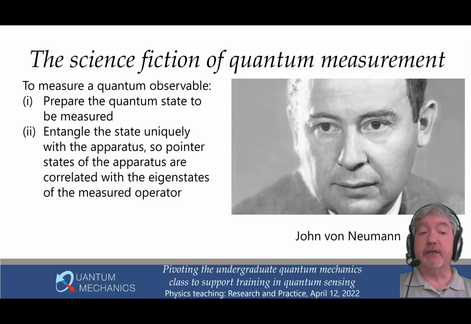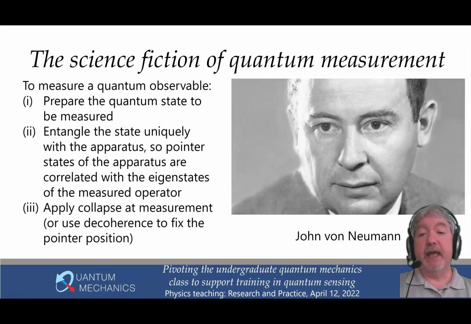It needs to be unique so that every possible state, every possible value that I could measure, is correlated with a different pointer state of the apparatus. And then I either apply collapse at some miraculous point of measurement, which is an ill-defined concept, or I use decoherence because my classical system, that is my measuring device, is large, and the decoherence will fix the pointer position in order to do the measurement.